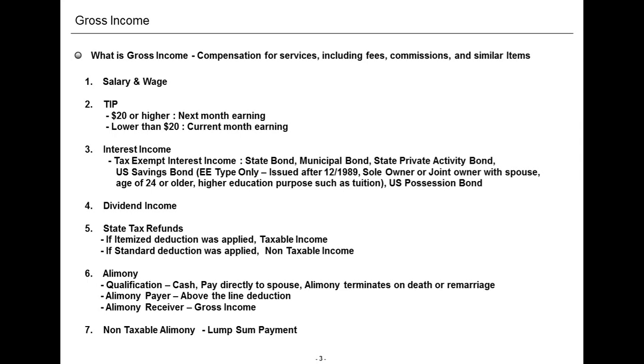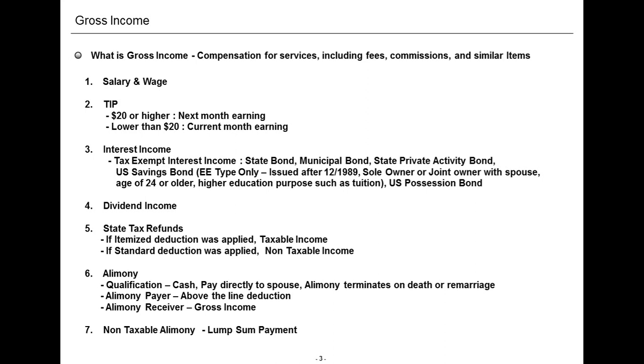So what is gross income? Gross income is any compensation for services you provided, in forms of wages, fees and commissions, or any similar items. Let's say you provide certain services and you get paid, like money, could be cash or commissions, or let's say you got something else like any physical items or whatever. Anything can be compensation.